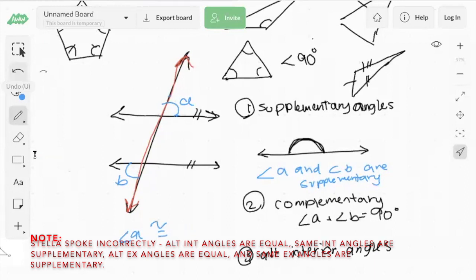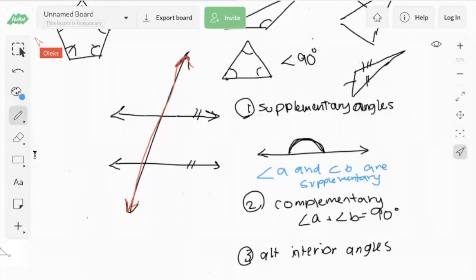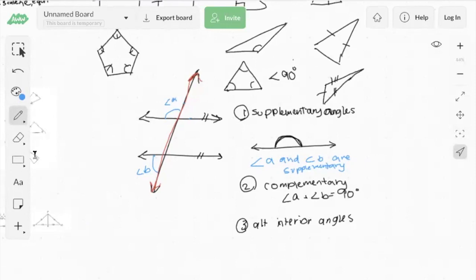And then let's look at same side exterior. So this is the same thing as before, on the outside and on the same side. So this would be here and here. And angle A and angle B, they are supplementary. So they add up to 180 degrees. And that is it for angles.